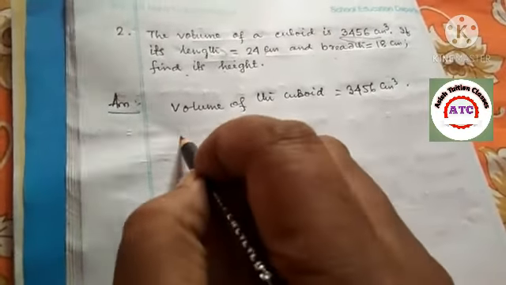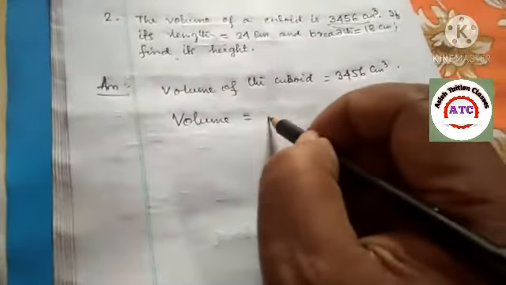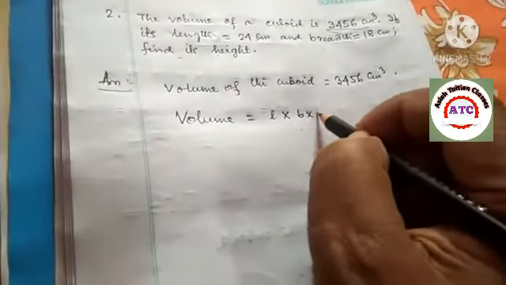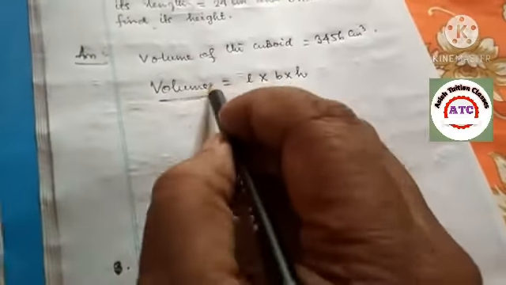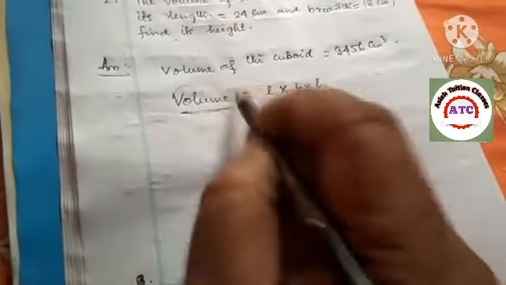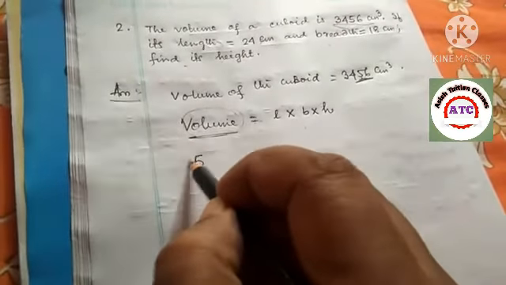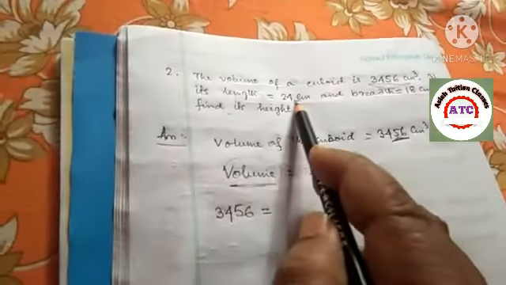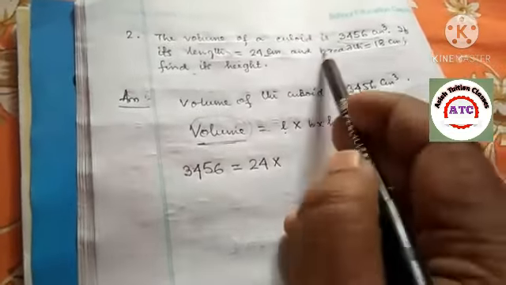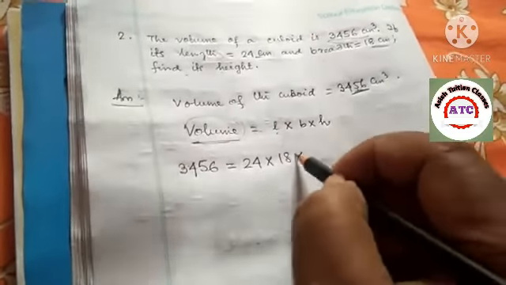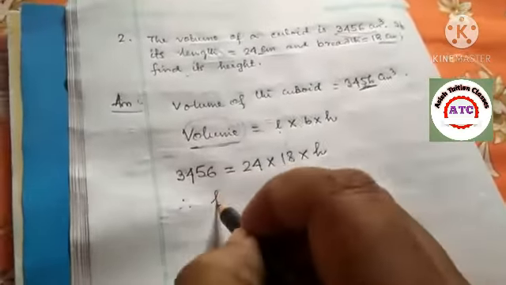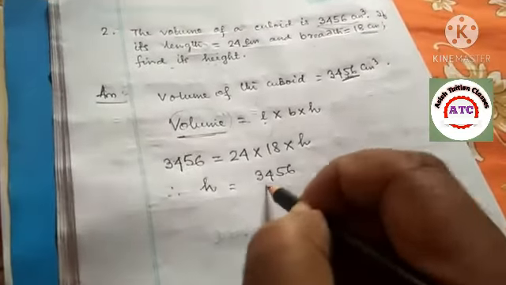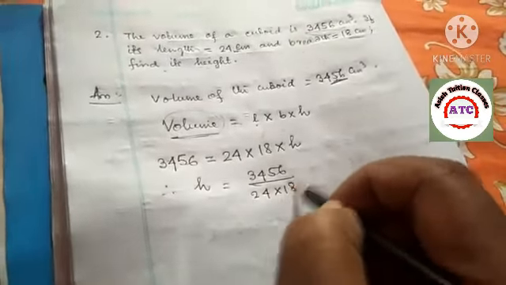From the formula, we know volume is equal to length into breadth into height. Therefore, we substitute all these figures in the case. Volume is 3456 centimeter cube. 3456 centimeter cube is equal to length 24 centimeter into breadth 18 centimeter into height. There is no height. We have to find out the height. This is h. Therefore, h will be equal to 3456 divided by 24 into 18.